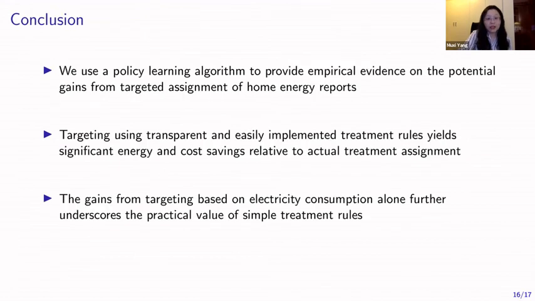So with that, I want to conclude. We use a policy learning algorithm to provide empirical evidence on the potential gains from targeted assignment of home energy reports. We find that using transparent and easily implemented treatment rules can yield significant gains relative to random assignment in terms of both energy savings and cost savings. And finally, the gains from treatment rules based on electricity consumption alone is significant, which demonstrates and underscores the performance of simple rules in this practical setting.